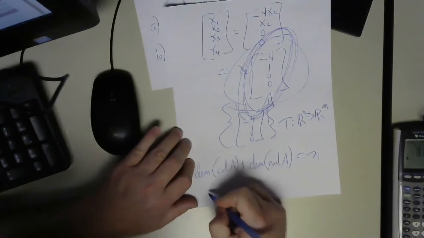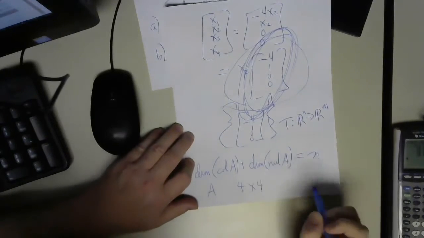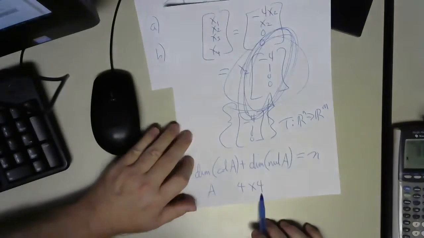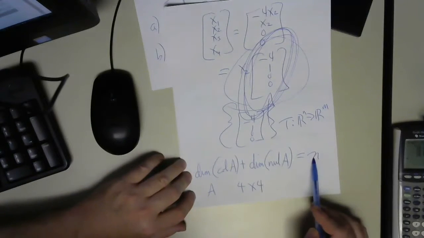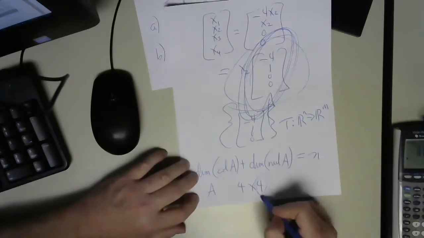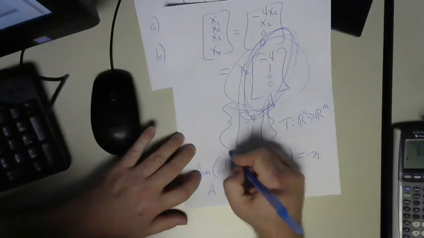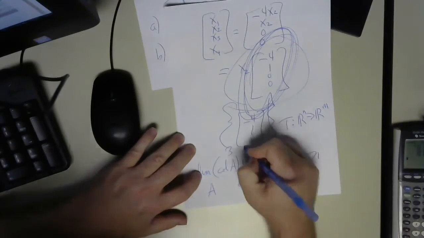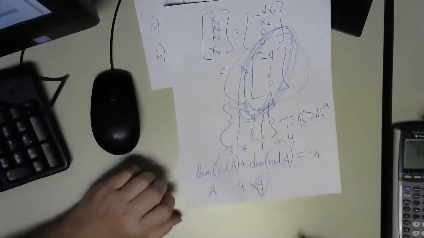So let's recall what A was in terms of size. It was a 4 by 4, I think. Yeah, it was a 4 by 4. So if what I said is correct, then the sum of these two dimensions ought to be 4, because n in this case is 4. All right? That's really your n right there. So is that true? And the answer is yes, because the dimension of the column space was 3. We just found the dimension of the null space is 1. And the sum of those two is 4.